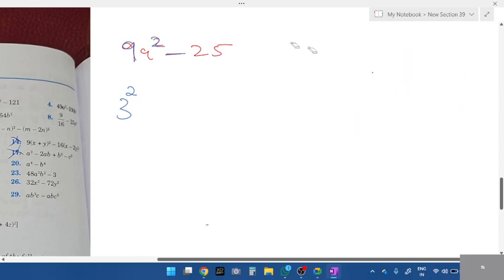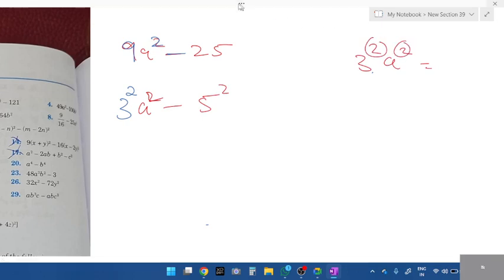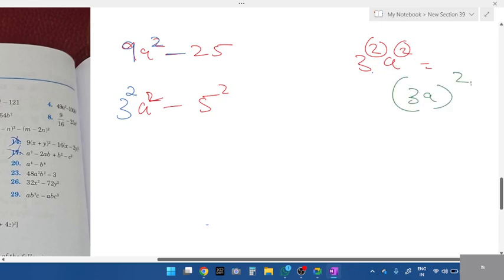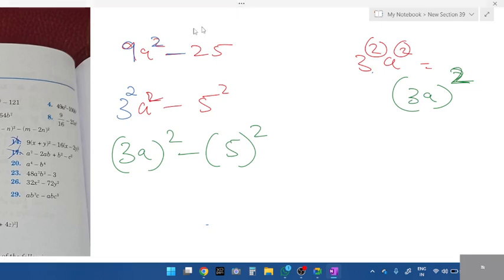3 square into a square. Yes, for 25, what should I write? 5 square. Now look here, 3 square a square is given. Are the degrees same or different? Same. Whenever the degree is same, you can write it together like this. Is it clear? So this becomes 3a the whole square minus 5 the whole square. Isn't it looking like a square minus b square now?